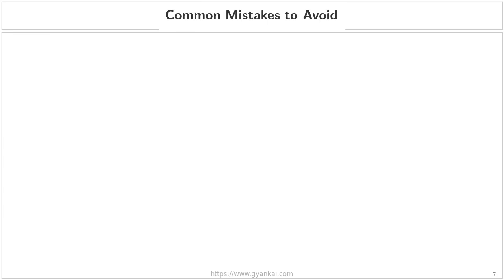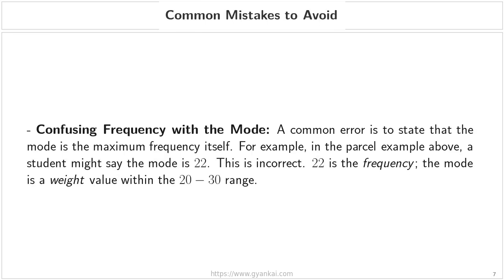Common mistakes to avoid. First, be very careful not to confuse the frequency with the mode itself. This is perhaps the most frequent error I see. For instance, looking back at our parcel example, a student might look at the highest number in the frequency column and incorrectly state that the mode is 22. Remember, 22 is simply the number of parcels in that group. It is the frequency. The mode must be a weight value, which we know lies somewhere within the 20 to 30 kilogram range.